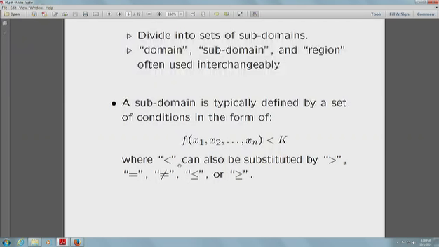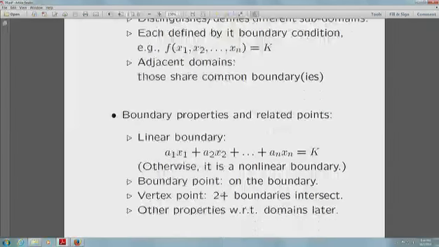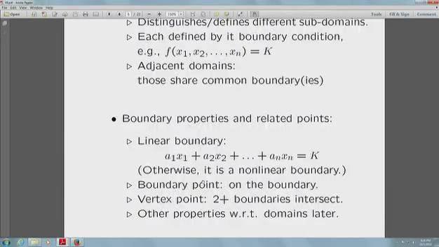We most often deal with linear equations. So this function f of x1, x2, and so on is a linear function like this: A1 x1 plus A2 x2 and so on equal to k. That's the boundary. You can say greater than or equal to k, less than or equal to k, greater than k, less than k, and things like that. That defines your partitions.